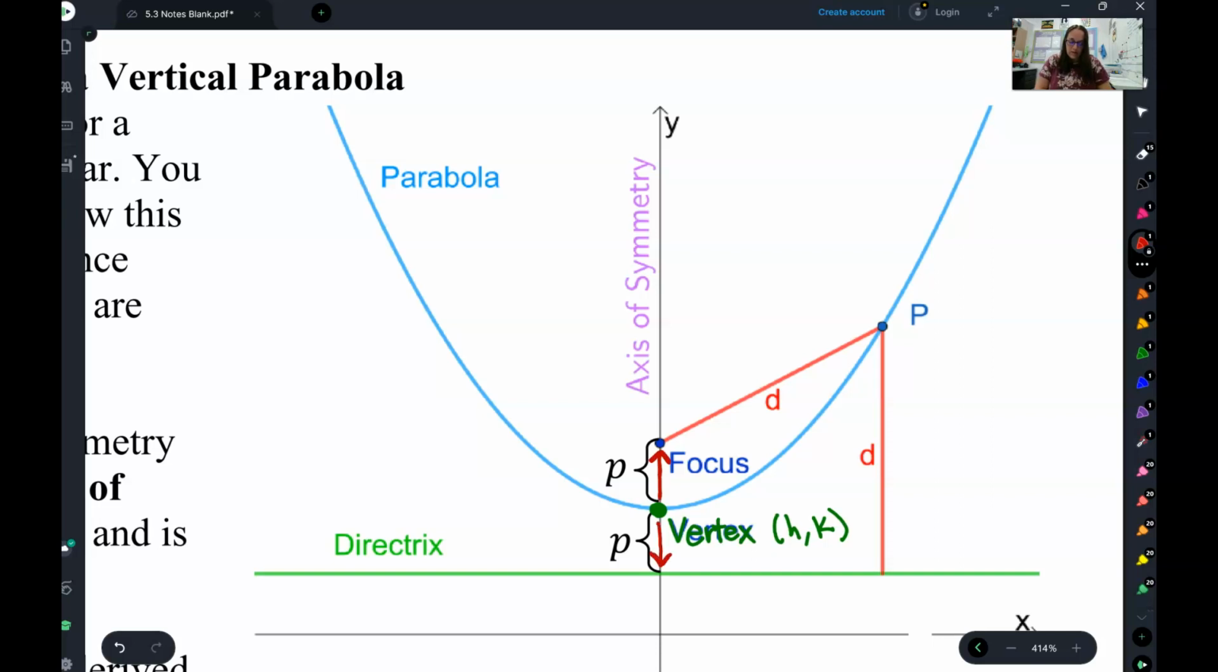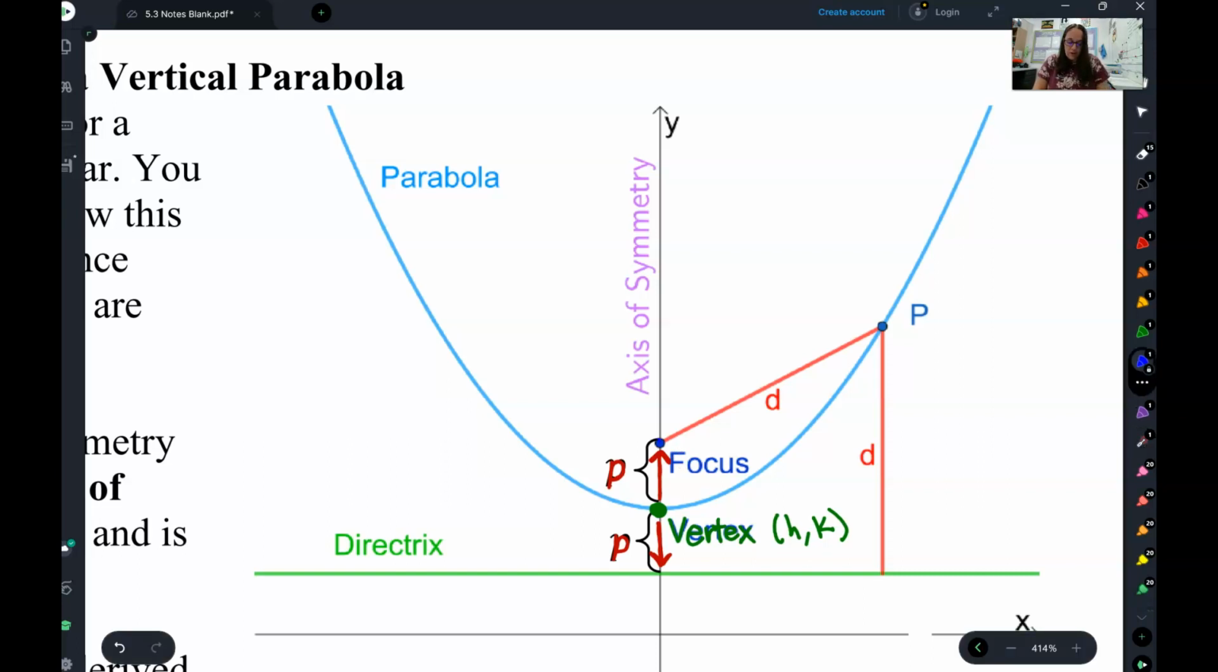And p is given to you in the equation that I'm going to show you in just a little bit. And this p is the distance from the vertex to the focus. It is also the distance from the vertex to what we call the directrix. Notice that the vertex is always exactly halfway between the focus and the directrix. That's one way we can find it.